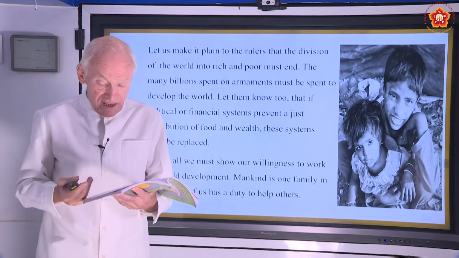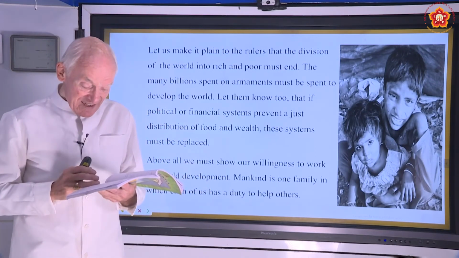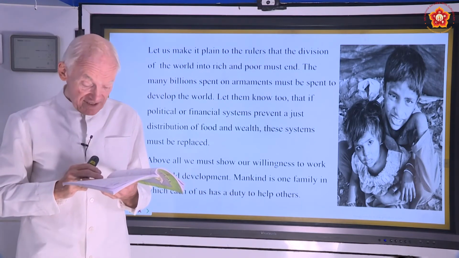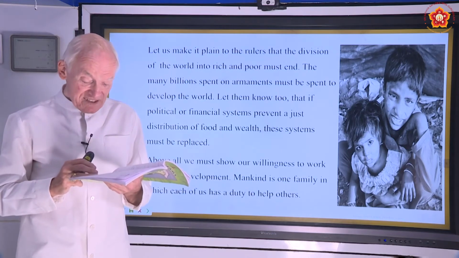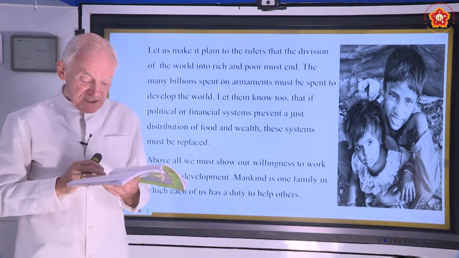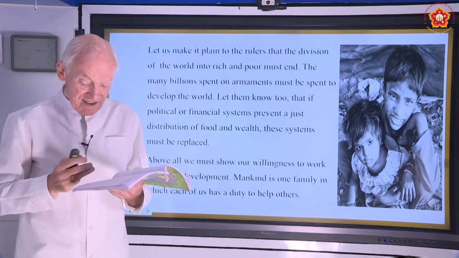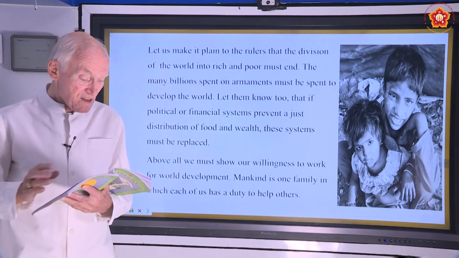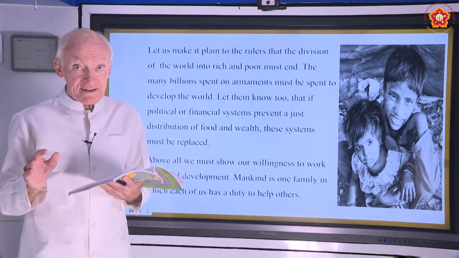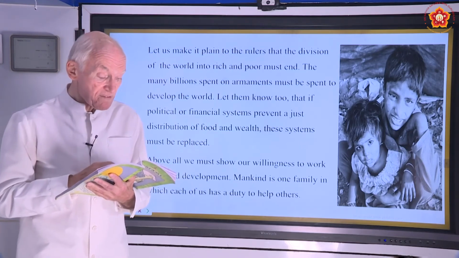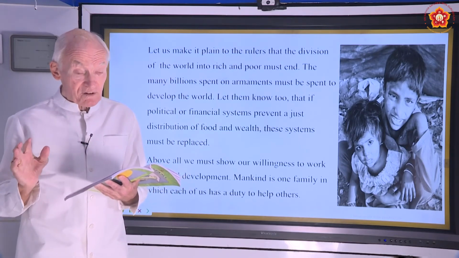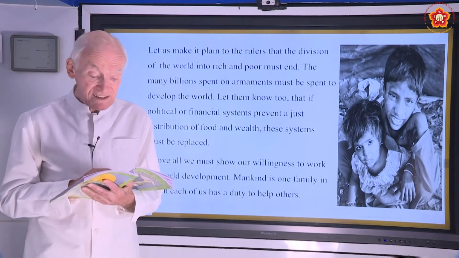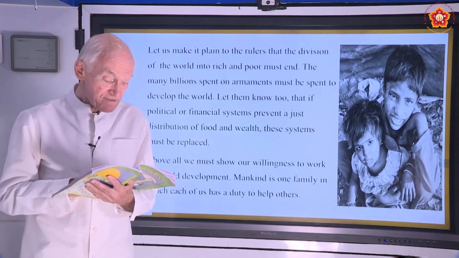They go further. They say, let us make it plain to the rulers that the division of the world into rich and poor must end. The many billions spent on armaments must be spent to develop the world. Let them know that if politics or financial systems prevent a just distribution of food and wealth, then these systems must be replaced or at least changed. Above all, we must show our willingness to work for world development.